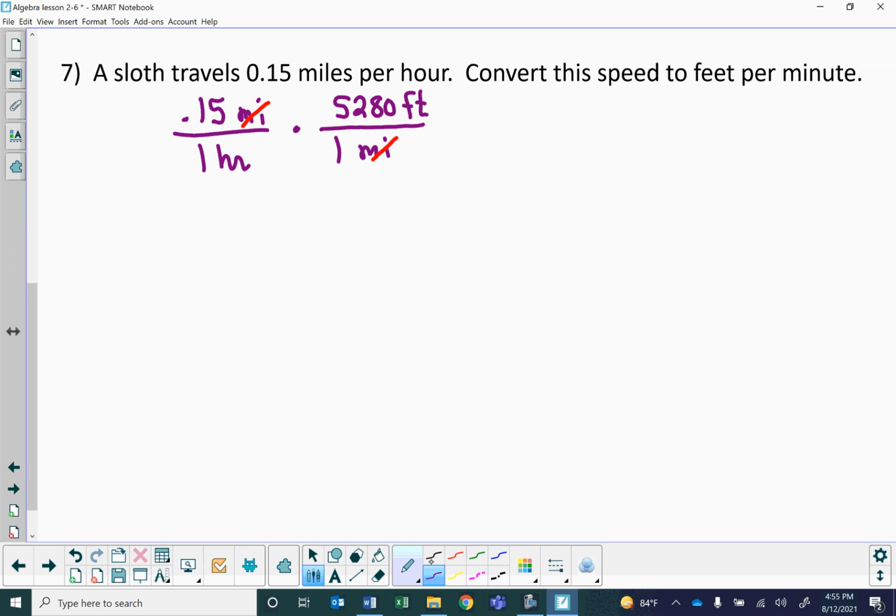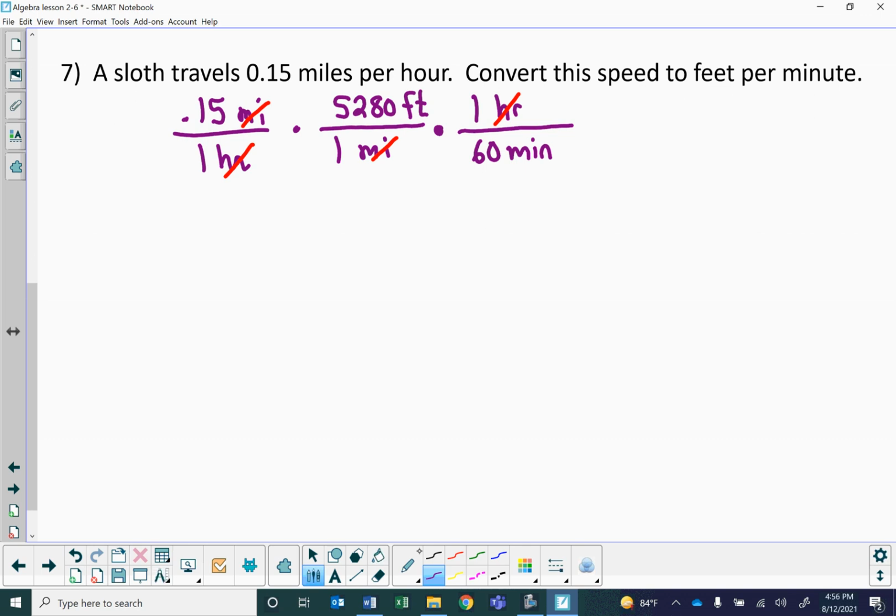So I now have feet per hour. I need feet per minute. Okay, so there are 60 minutes in an hour. So 1 hour goes on the top, 60 minutes goes on the bottom. So now my hours have canceled out. So now I have feet per minute, which is what I need.